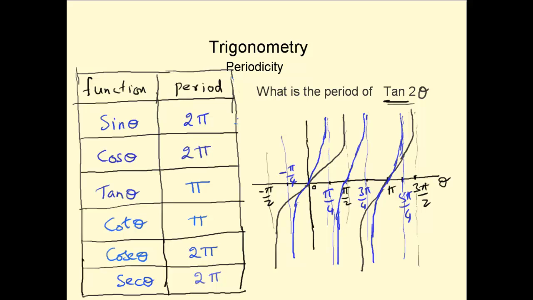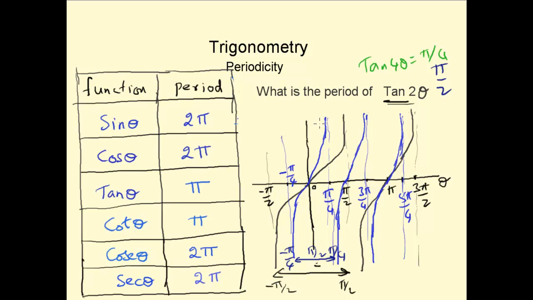The period for tan theta was from minus pi by 2 to plus pi by 2. And the period for tan 2 theta, as we just saw, was from minus pi by 4 to plus pi by 4, and the interval is pi by 2, right? So the period for tan 2 theta is pi by 2. Similarly, the period for tan 4 theta would be pi by 4.